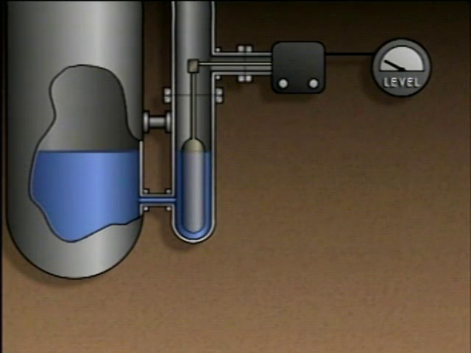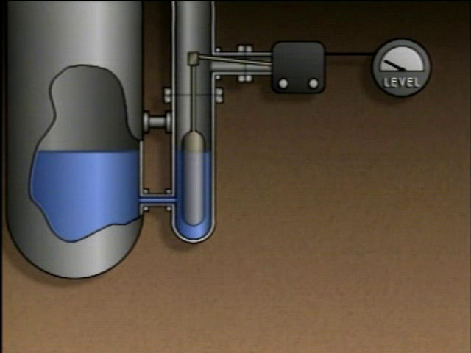The increase in buoyant force causes the weight to rise slightly in the chamber. The linkage transfers the movement of the weight to the transmitter, which in turn transmits a signal representing the level to an indicator or a controller.